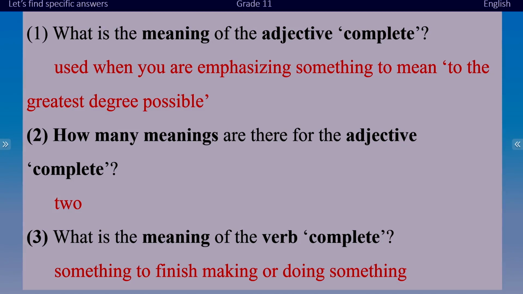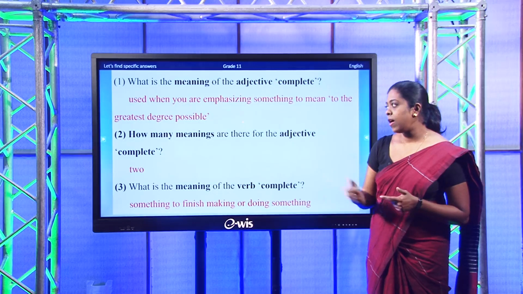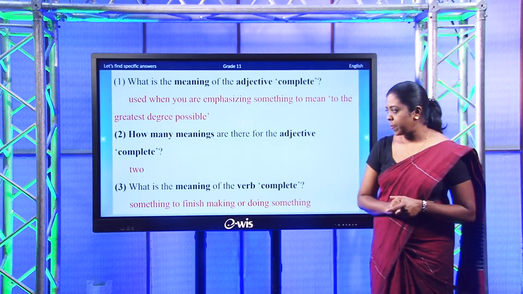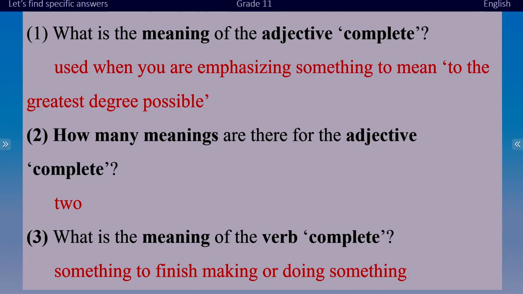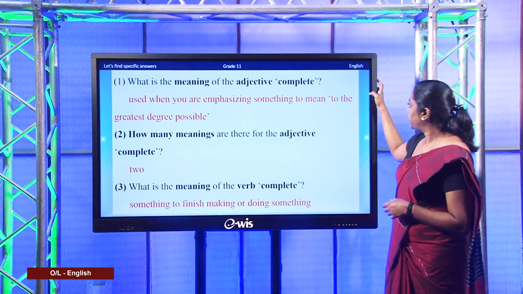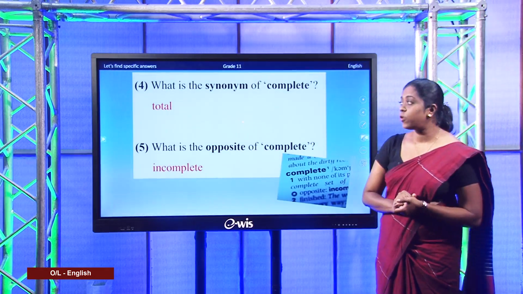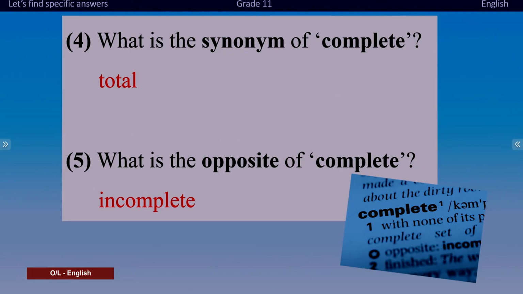How many meanings? So you just have to count the number of meanings you see there and simply say 2 meanings. What is the meaning of the verb complete? Earlier, we found the meaning of the adjective complete, and now we are focusing on the verb complete, and the answer is to finish making or doing something, completing a task, right? Question 4. What is the synonym of complete? The word total was there in the page, and the last one, what is the opposite of complete?